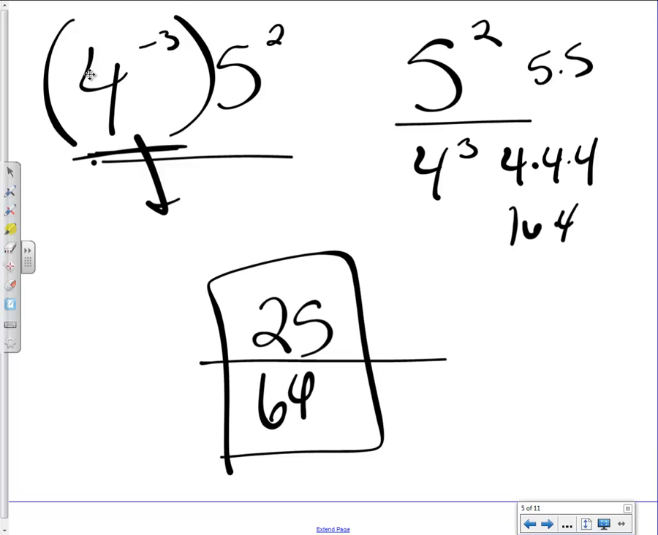How did I know I was going to have a fraction answer? Because one of them was a negative exponent. It had to go to the denominator to give me that bottom number. Okay.